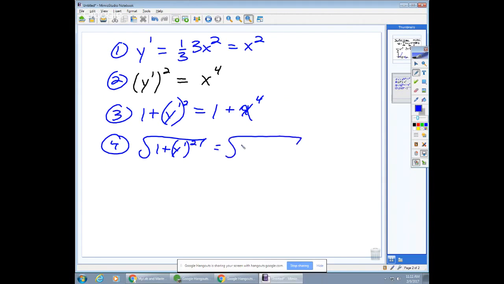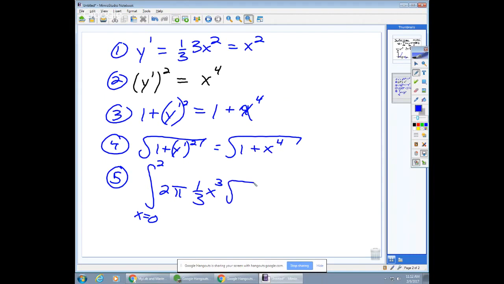Not much good happens here. Now I'm stuck with 1 plus x to the 4th inside of the root. That doesn't expand very well unless you use complex numbers. We don't want to go there. And so now I'm going to build my integral here. So I'm going to have the integral, x equals 0 to 2, of 2 pi times my function. The original function is 1/3 x cubed, times this square root.